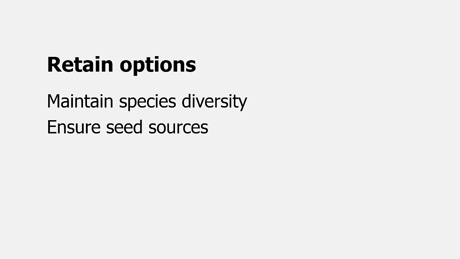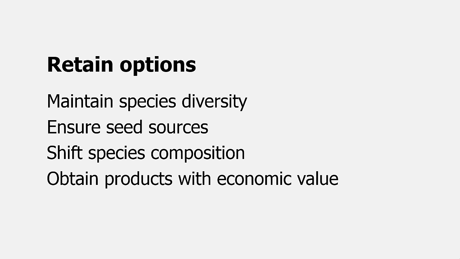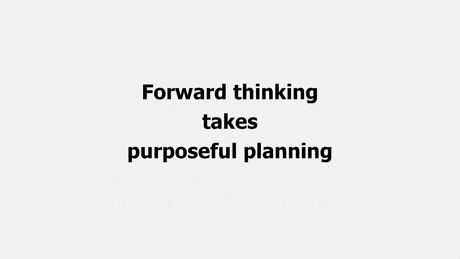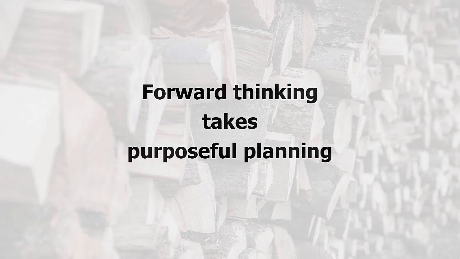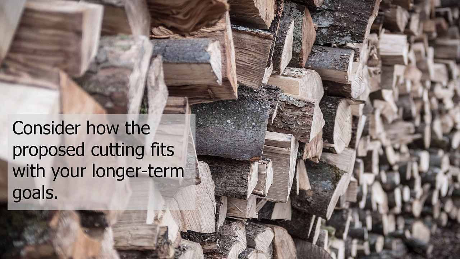Depending on your objectives and the cutting intensity, it is possible to shift species composition to meet future desired conditions. Further, cutting makes it possible to obtain products with economic value, as well as creating non-economically valued products such as improved wildlife food sources or habitat. This type of forward thinking takes purposeful planning. For example, your objective might be to gather firewood. Find out which trees make good firewood, as well as which trees are in competition with those you want to retain. Consider how the proposed cutting fits with your long-term goals.